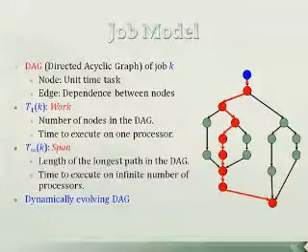Let me start from the job model. We model a job as a DAG, a directed acyclic graph. Each DAG has two parts, nodes and edges. A node is a unit-time task, and an edge just represents dependency between nodes. There are two important properties for a job. One is its work, that's just the total number of nodes in the DAG. It's also the time to execute the job on one processor. We use T1 to represent the work.